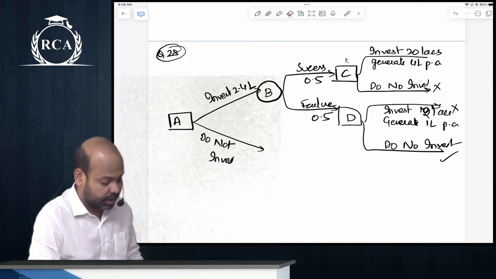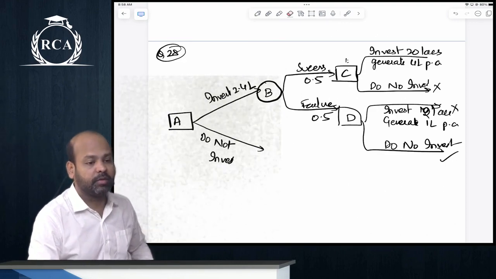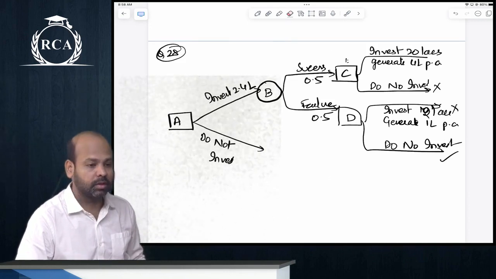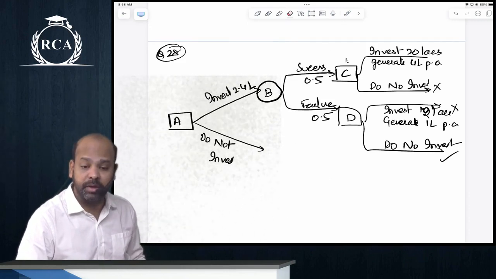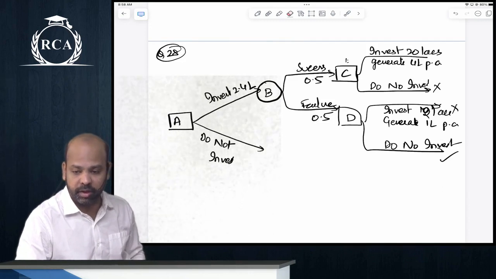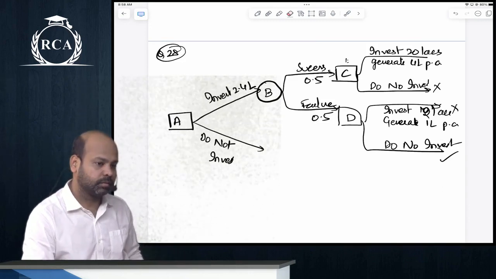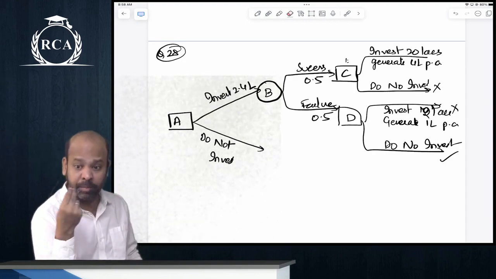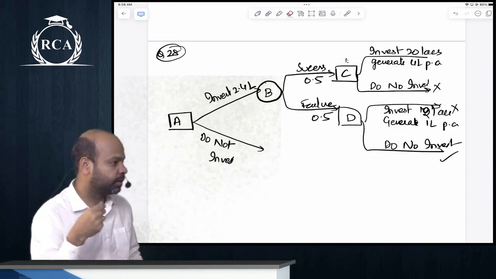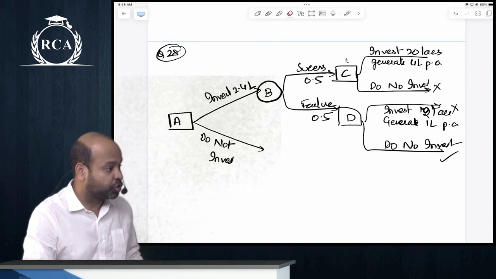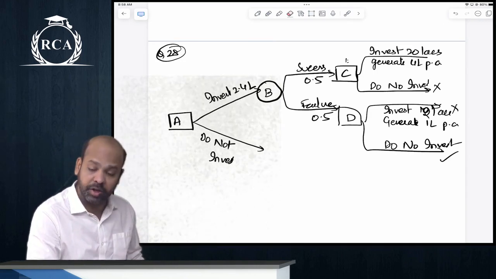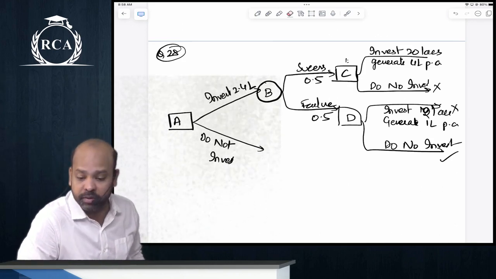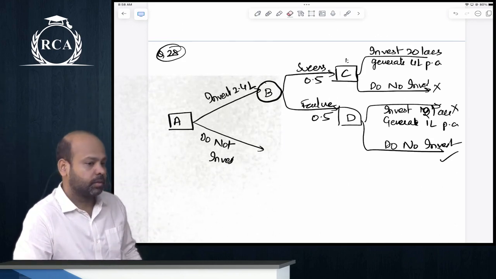Investment required is 20 lakhs. Therefore, NPV will be positive 20 lakhs. So we should invest. Next, beta.